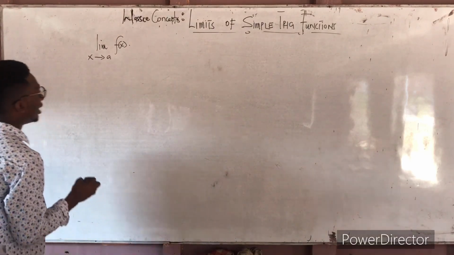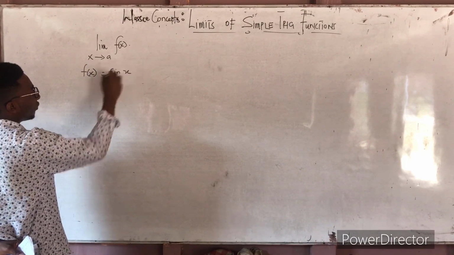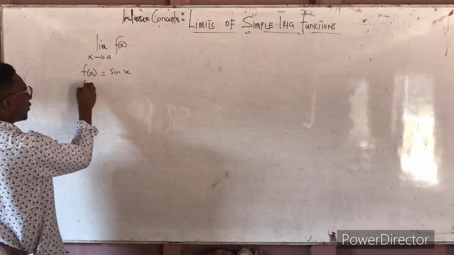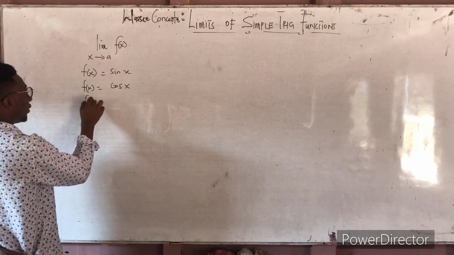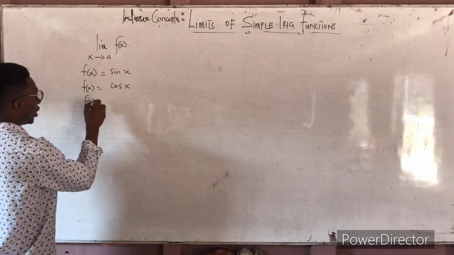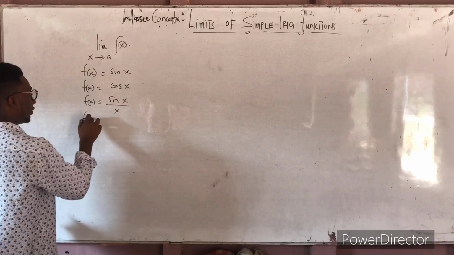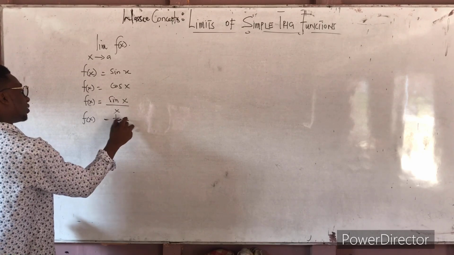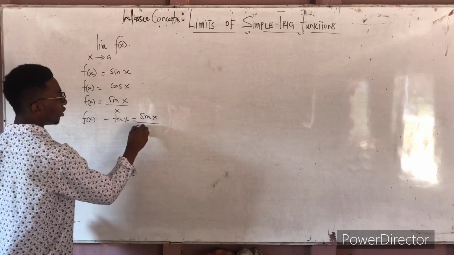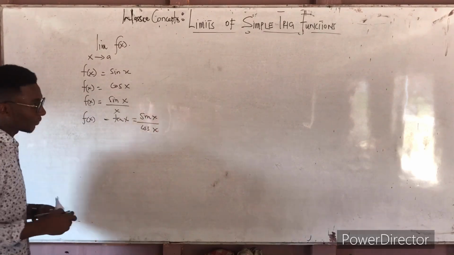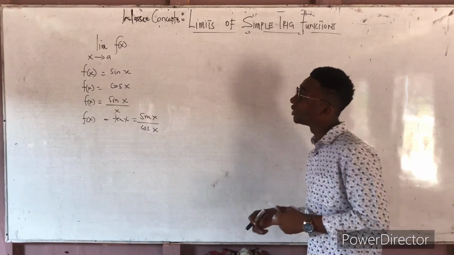What I want to look at here is the function f(x) equal to sine x, or f(x) equal to cos x, or f(x) equal to sine x on x, or f(x) equal to tan x. But always take note that tan x is the same as sine x all divided by cos x.